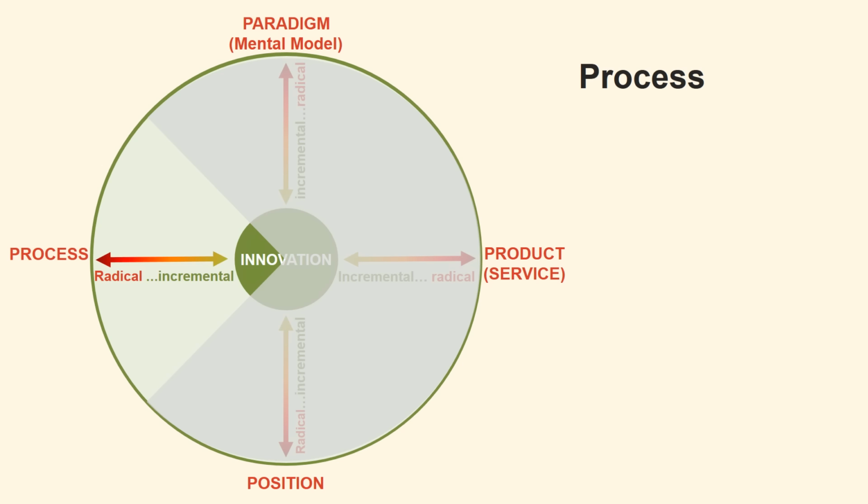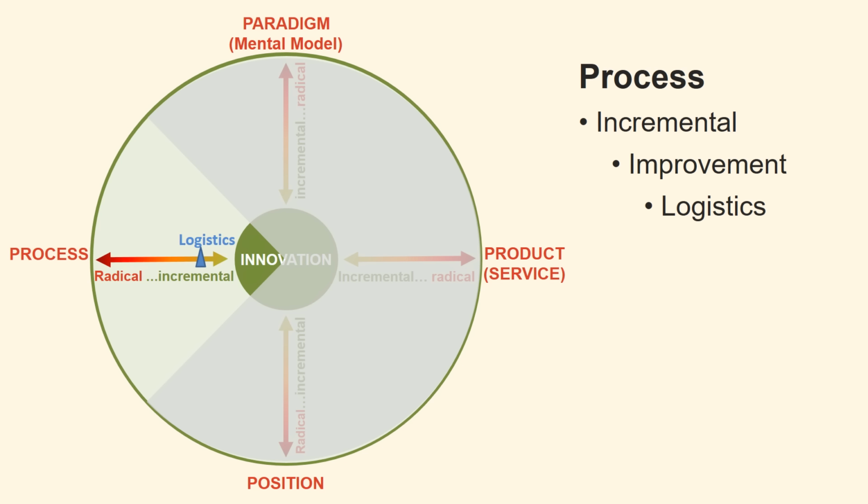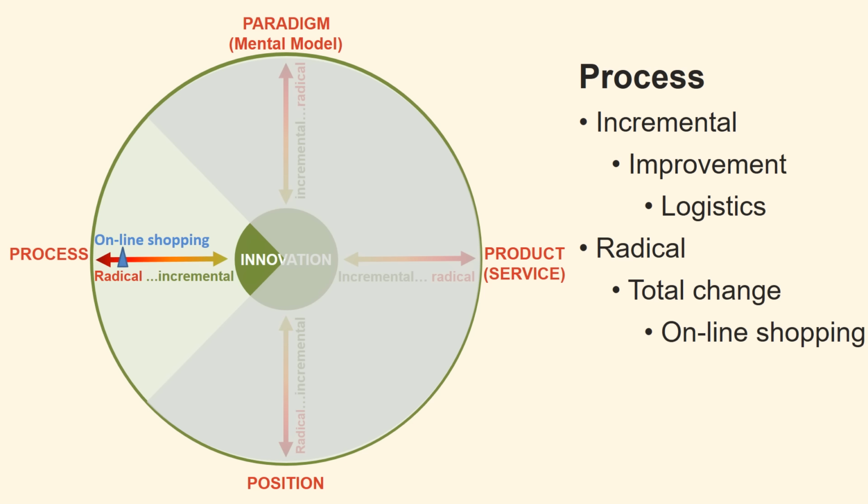Process innovation. Improved retailing logistics. The goods reach the stores 2 weeks after ordering instead of 4 weeks. This is an incremental innovation. We do it a little better than before. The customers are ordering the goods online and we are delivering the orders directly to the customer's address. The stores are bypassed in the value chain. It is a radical innovation. We are doing it differently.